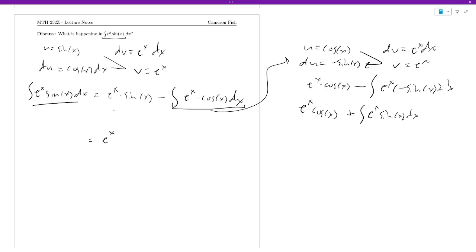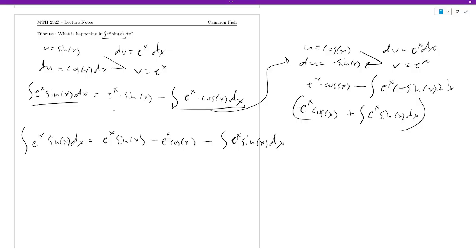So my original antiderivative is e to the x sine x minus what? Minus this thing that I found over here. So minus that whole thing means minus e to the x cosine x minus the antiderivative of e to the x sine x. I'll write this here just for clarity.